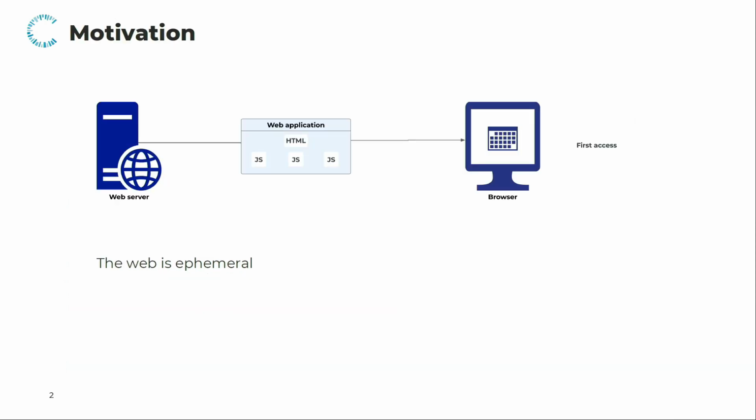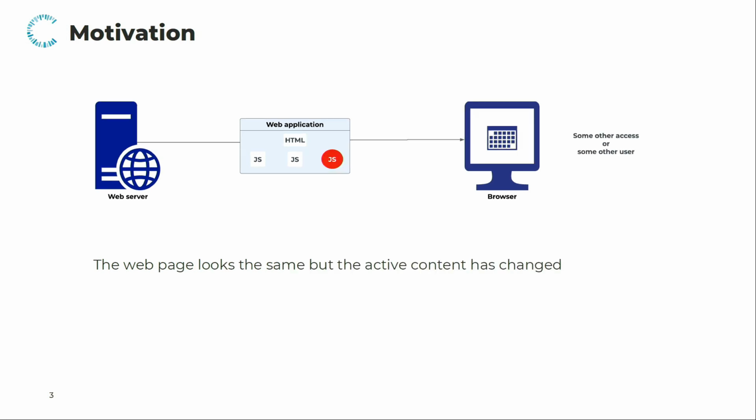So the web is ephemeral. A user that accesses a web application today has no reason to trust that it will be the same application as yesterday, or the same application that other users receive. The web page might look the same, but the active content, such as JavaScript, could have changed in some other access, and there is no mechanism in the browser to tell this change.